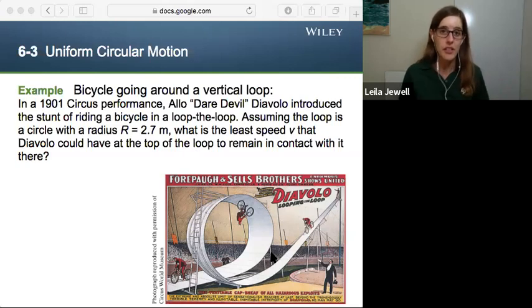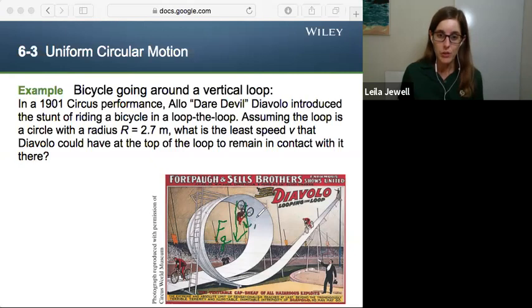What are the forces acting on Diavolo at this top of the loop? Well, we have gravity, right? Gravity's pulling down. Can't get rid of or change the force of gravity. Any other forces? The other force we could have is the normal force. Now, what's the direction of the normal force in this case? Well, notice because the bicycle is on the inside of the loop, it's not on the outside like our Ferris wheel example, the normal force is actually pushing down on the tires.